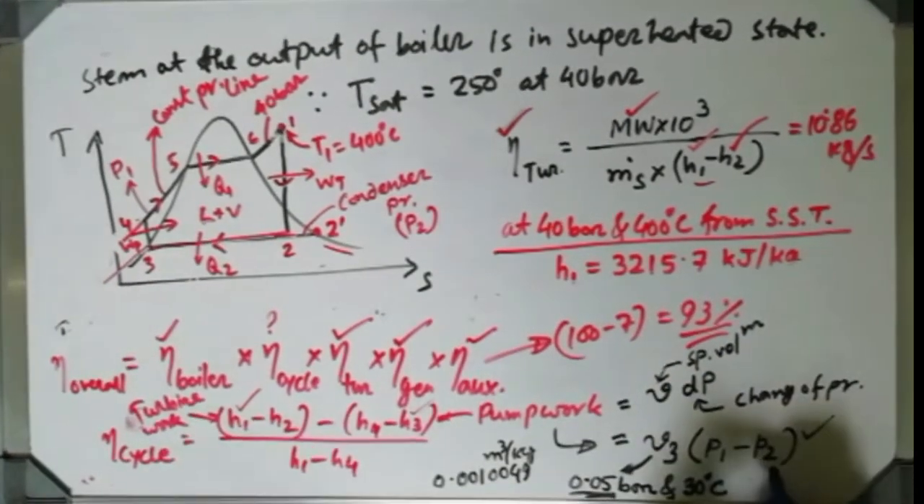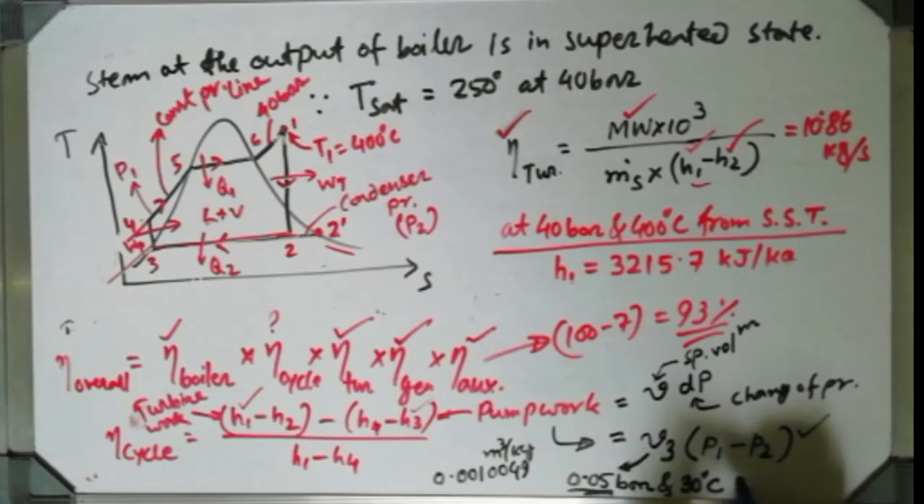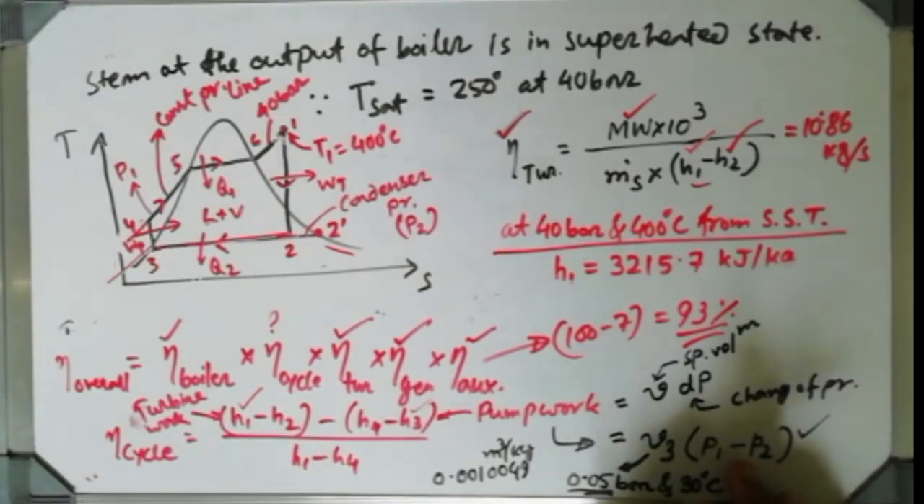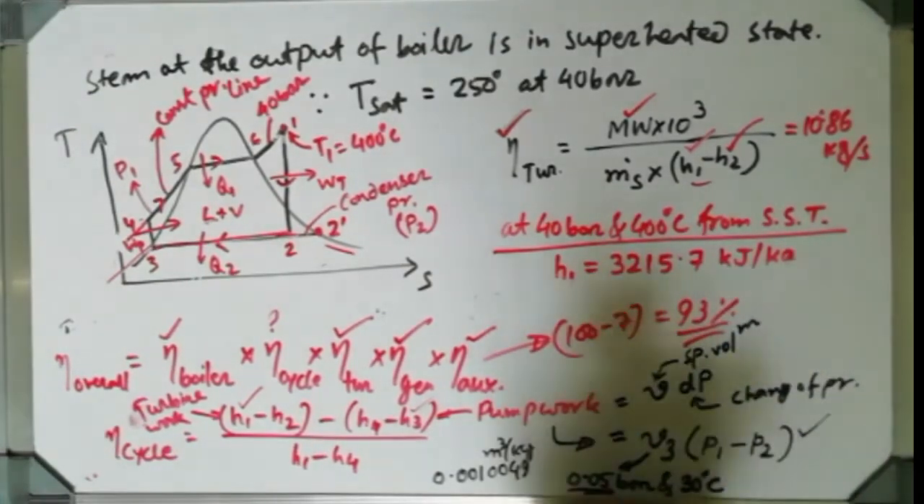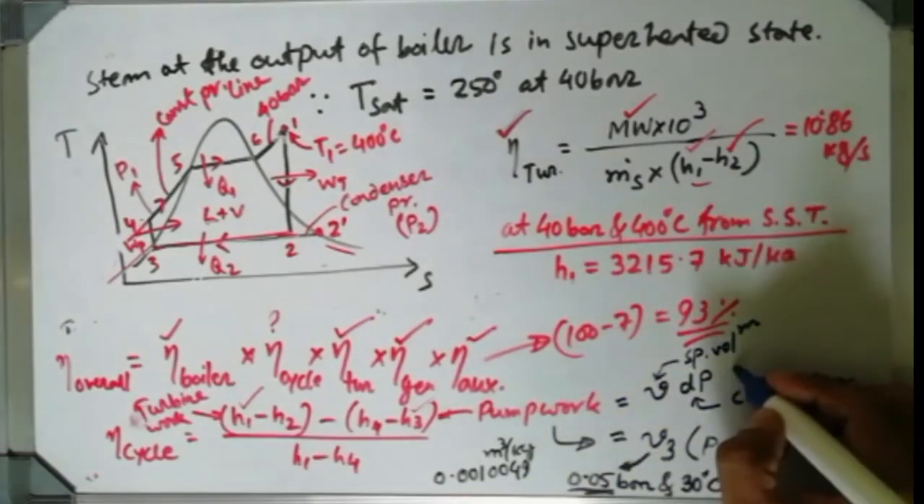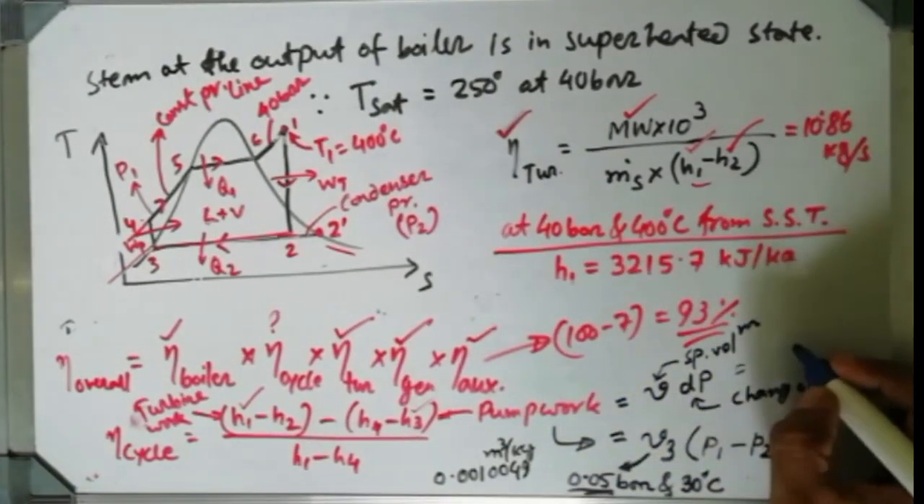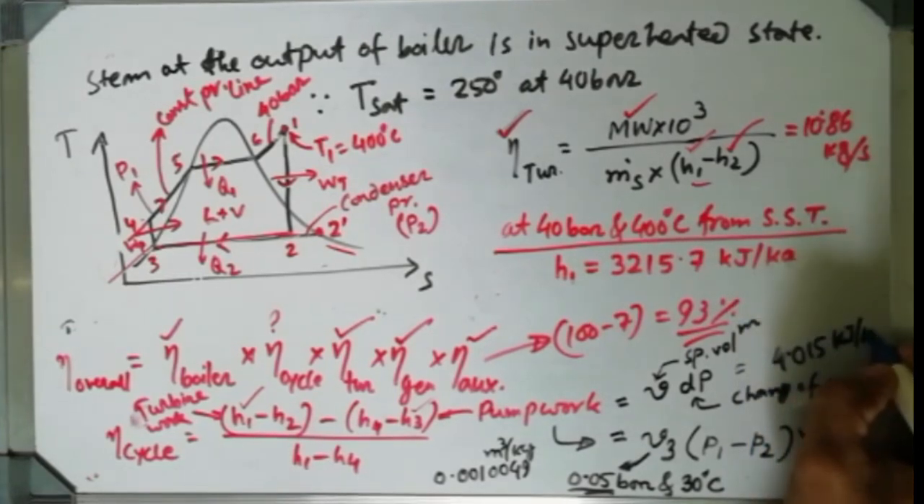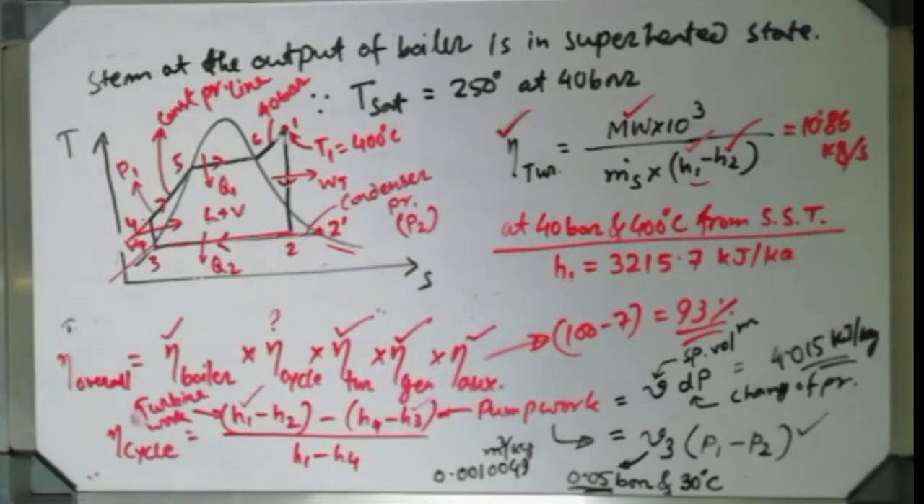And P1 and P2, they are all already known to us. P1 is 40 bar, P2 is 0.05 bar. It may be needed that the unit be converted. In this case, it is not actually needed. 40 bar you can directly put it. Okay. So after putting all these values, I am getting the pump work as 4.015 kilojoule per kg. That is the pump work.